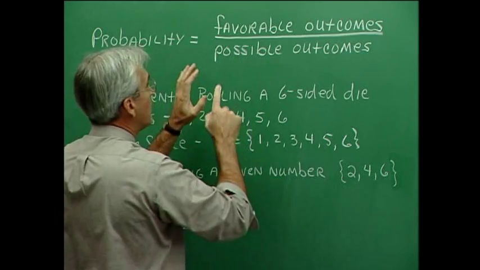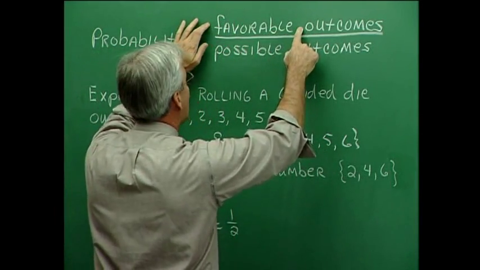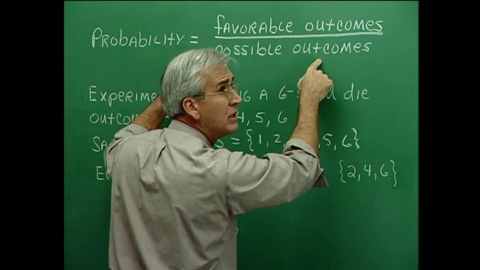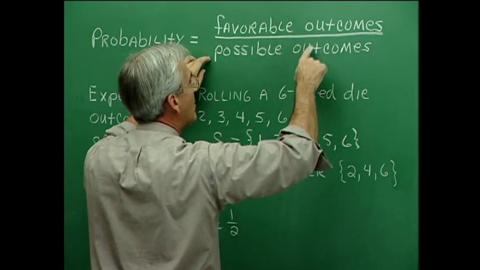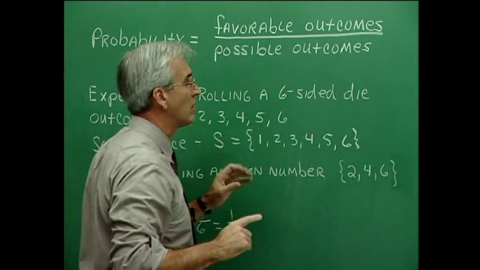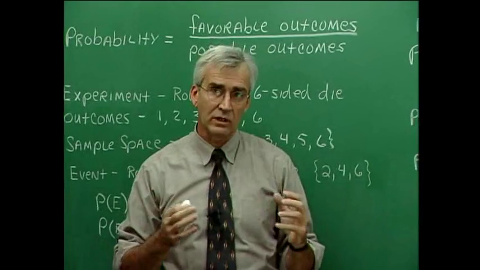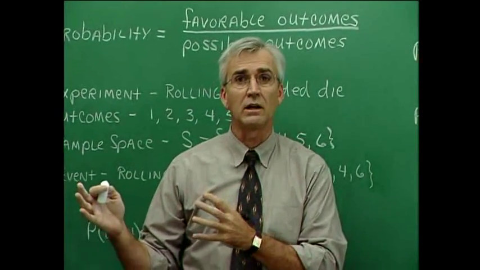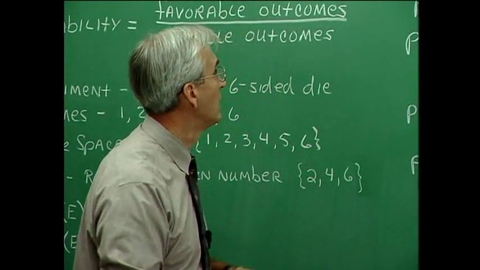Now, if there aren't very many favorable outcomes, and the possible outcomes are perhaps a large number, then we have a small number over a large number, and therefore the probability of occurrence is very small. So as the probability number approaches 0, then the likelihood of the occurrence of the event grows less and less. And as the probability number approaches 1, then the likelihood is greater and greater. Okay, so that's the general idea.